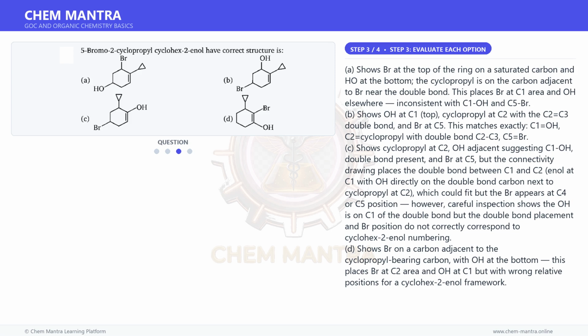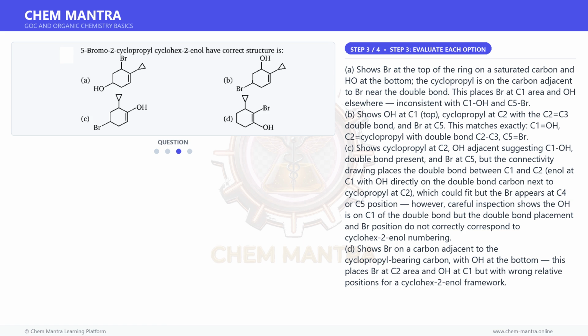Moving on to the next step. A shows Br at the top of the ring on a saturated carbon and O at the bottom. The cyclopropyl is on the carbon adjacent to Br near the double bond. This places Br at C1 area and OH elsewhere, inconsistent with C1 OH and C5 Br.